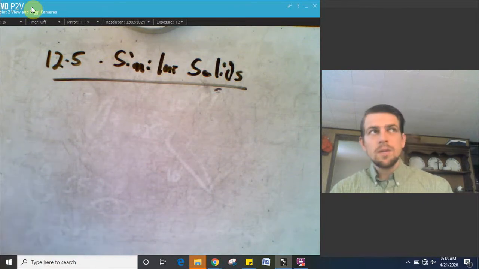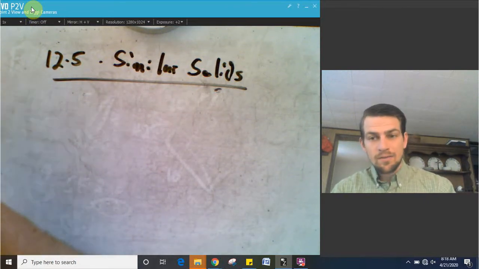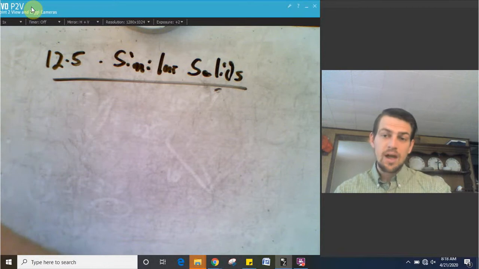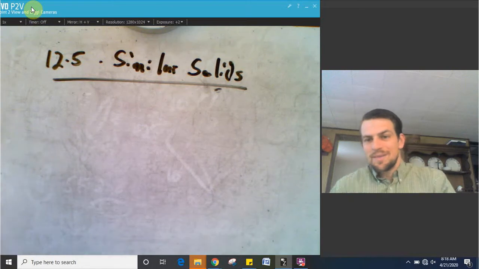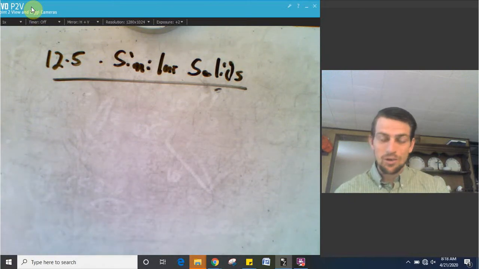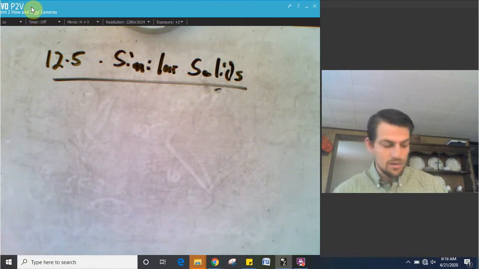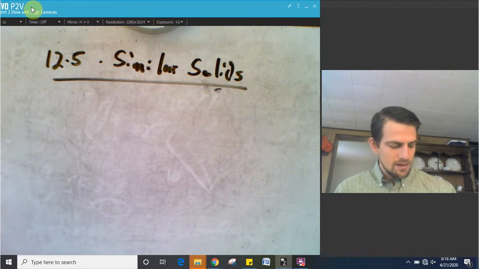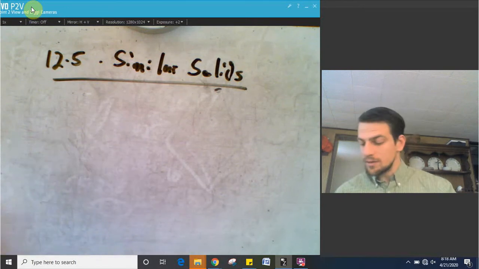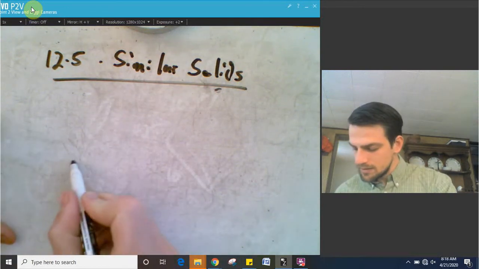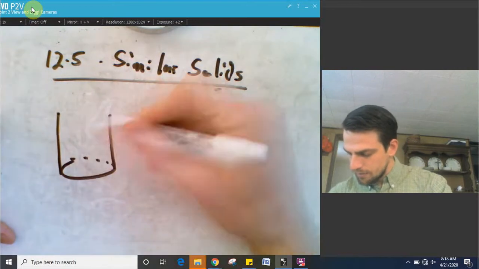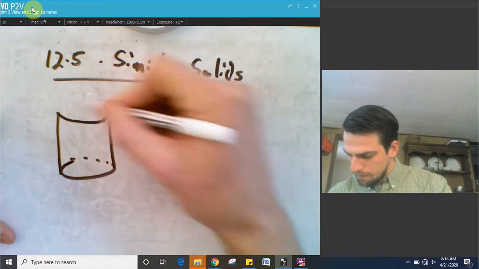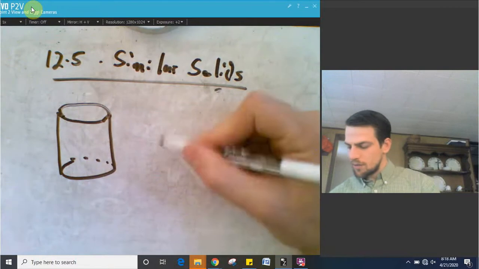So some of our shapes that we have, like say a sphere or a cylinder, have circles, and you can assume that all circles are going to be similar to each other because they're the same shape. So any two circles are going to be similar, and any two spheres are going to be similar as well. Then you get different shapes like cylinders. So let's get a cylinder drawn here. Something like that, and you could have a smaller one as well.